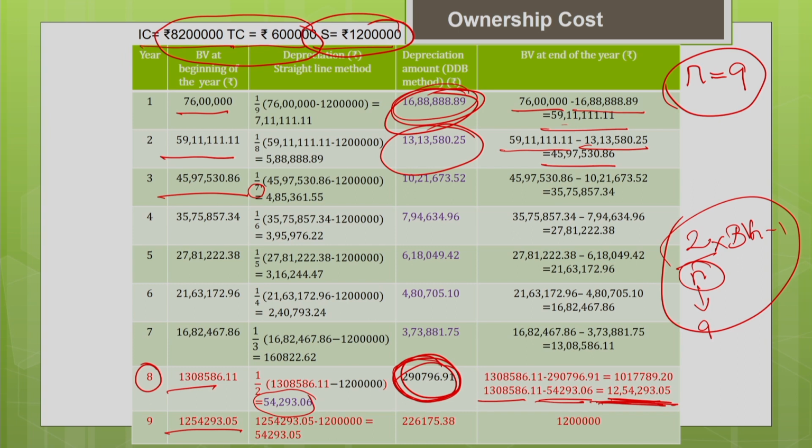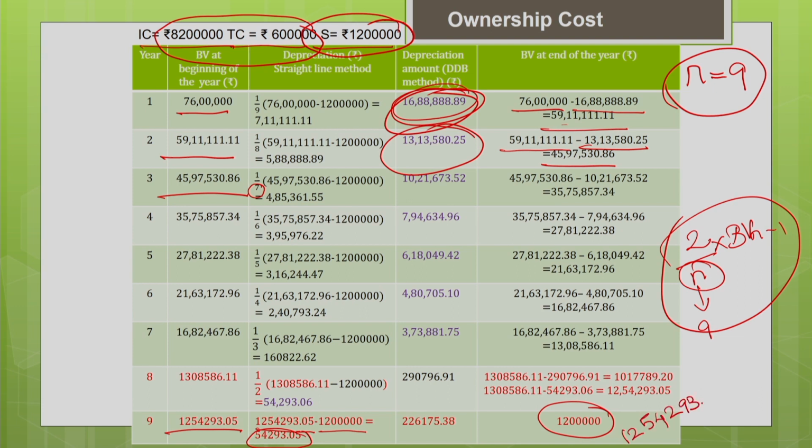So you can see that we calculate the depreciation by the straight line method: the book value at the beginning of the year minus the salvage value of the machine. It gives you 54,293. That is your depreciation. So how will you calculate the book value at the end of the year? It is nothing but the book value at the beginning of the year, 12,54,293.05, minus your depreciation by the straight line method, 54,293.05.